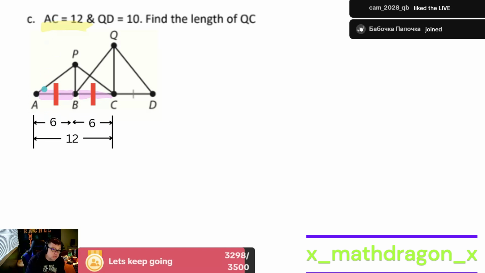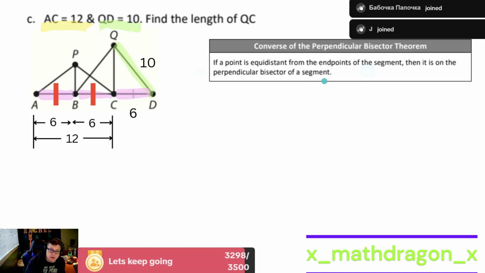So just starting off, all I knew was AC equals 12. I already know three different measures now: AC, AB, and BC. Next thing it tells us is QD equals 10. So I know this length right here, QD, is going to be 10. Now, how can I start applying some of this information? Well, I know CD has a line on it as well. So if this is 6, this is 6, this has to be 6 as well.